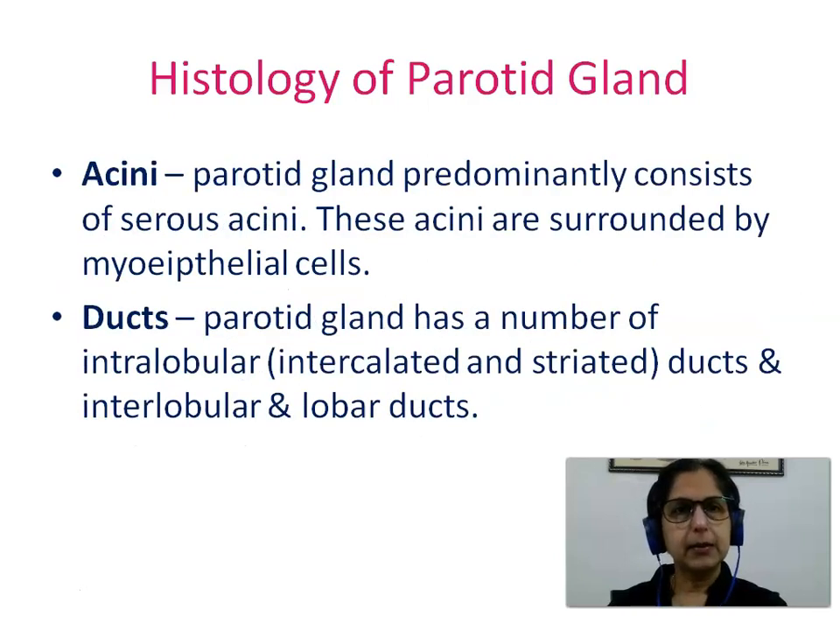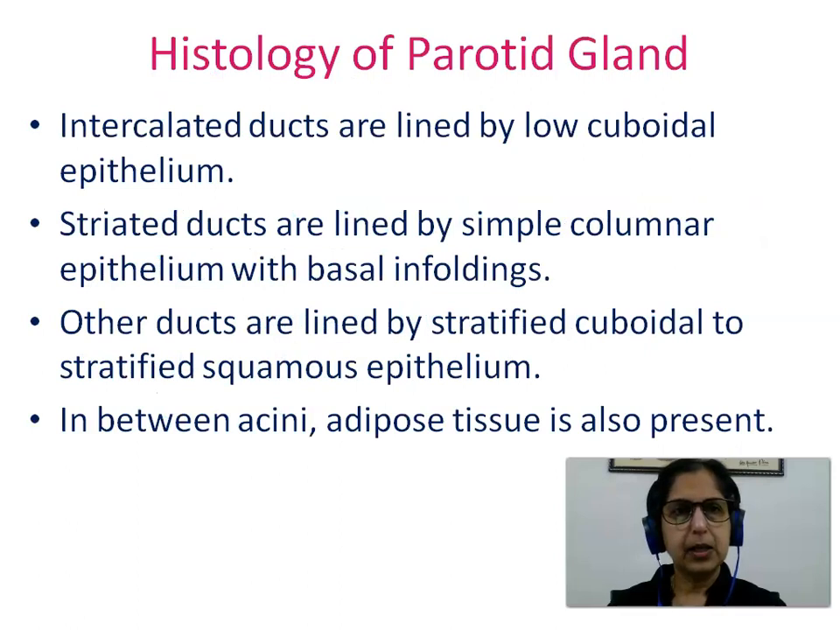Acini. The parotid gland predominantly consists of serous acini. These acini are surrounded by myoepithelial cells. Ducts. Parotid gland has a number of intralobular, that is, intercalated and striated ducts, and also interlobular and lobar ducts. Intercalated ducts are lined by low cuboidal epithelium. Striated ducts are lined by simple columnar epithelium with basal infoldings. Other ducts are lined by stratified cuboidal to stratified squamous epithelium. In between acini, adipose tissue is also present.